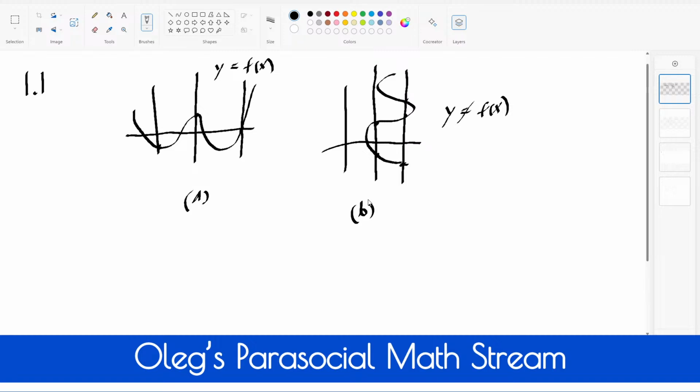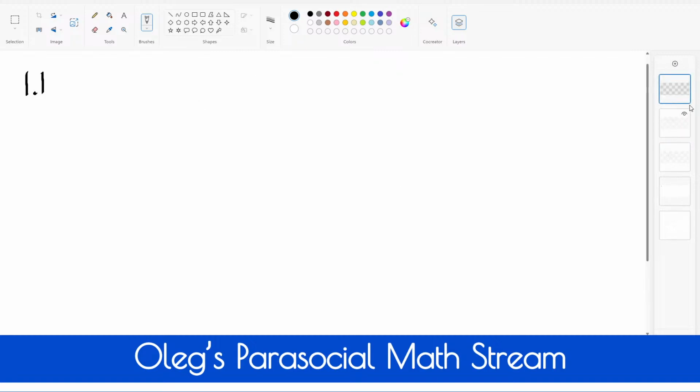Okay, so now let us consider this function. F of x, just a second.